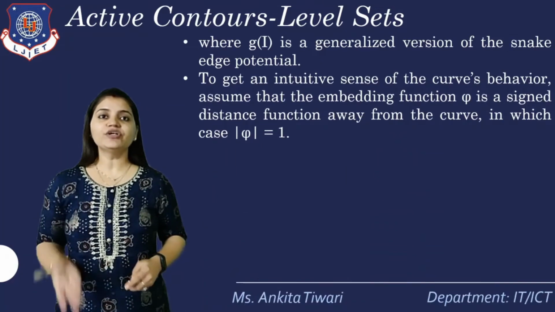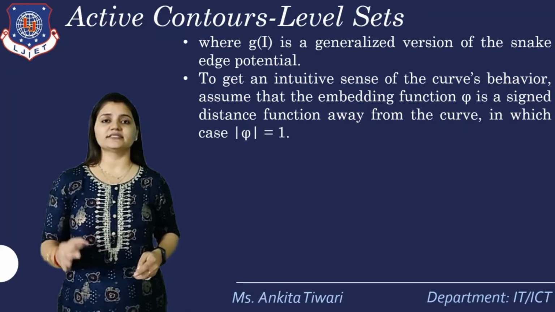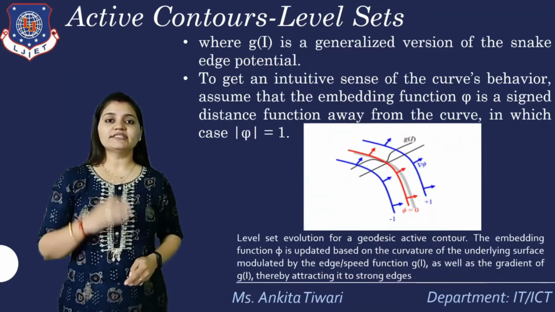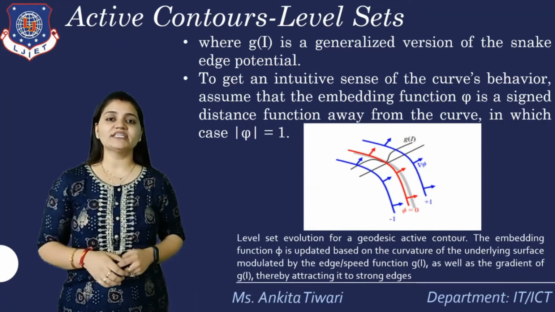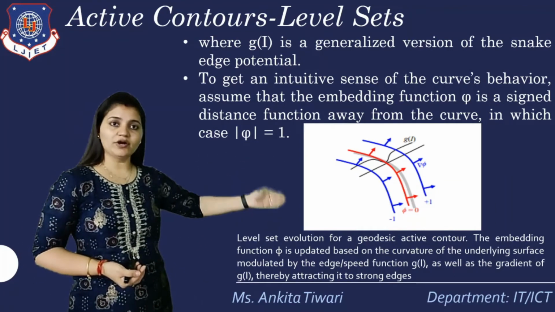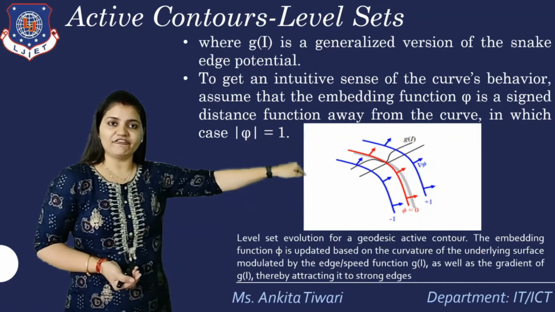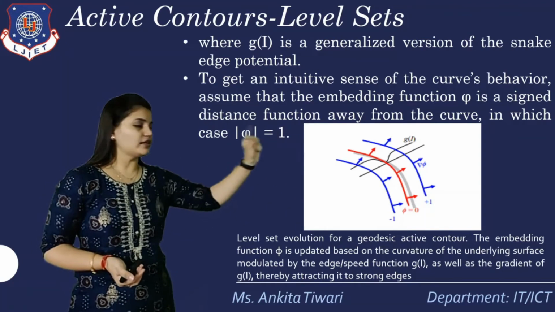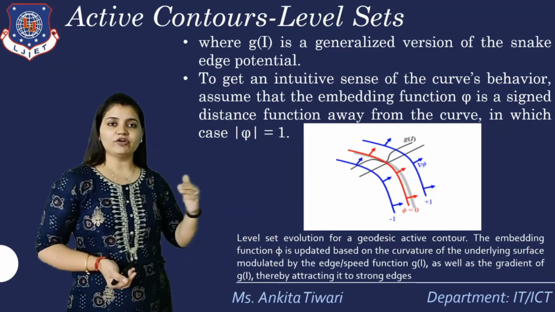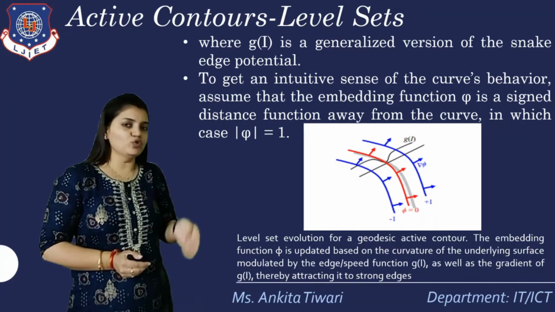To get an intuitive sense of the curve's behavior, we will assume that the embedding function, that is psi, is a signed distance function away from the curve, in which case the gradient of psi is equal to 1. So the level set evolution for a geodesic active contour, the embedding function phi, is defined in this diagram with three forms: blue curve, then red curve, and the blue curve, where the three functions are defined with g of I and delta of I. Initially, when you see the red line with the arrows, you can see the phi equal to 0 position. Phi equal to 0 will be totally straight, meaning a smooth structure.